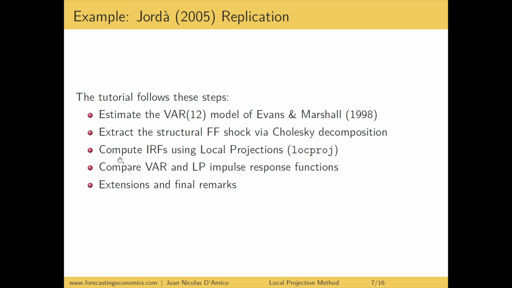I'm going to be using the local projection package. We're going to be comparing the local projection impulse response functions with those generated by a vector autoregressive. And then I'm going to be talking about the extensions and final remarks. Like I mentioned, the extensions are state dependency and nonlinearities. This is going to be all for tutorial number 1.